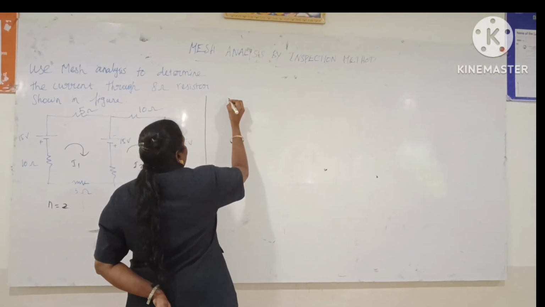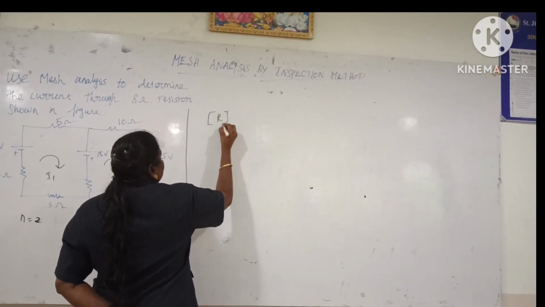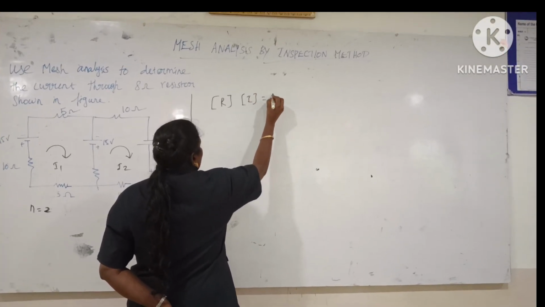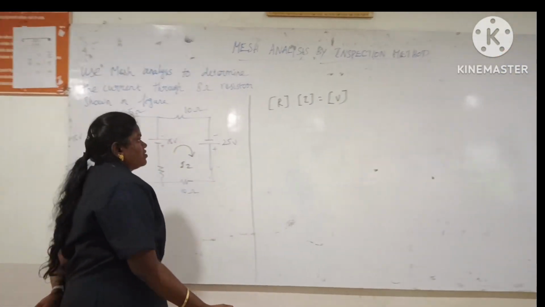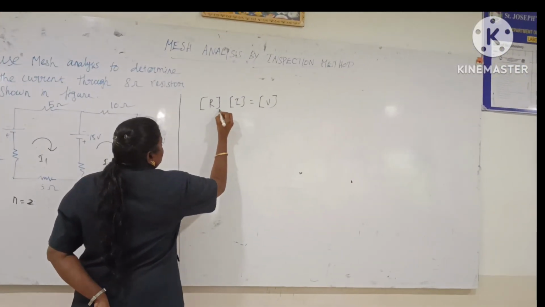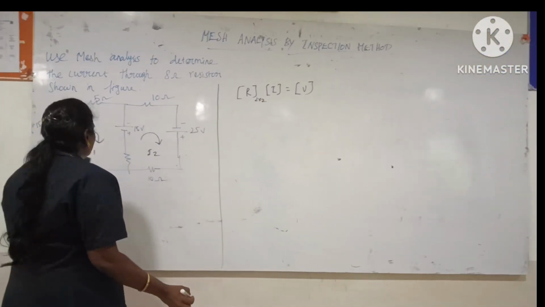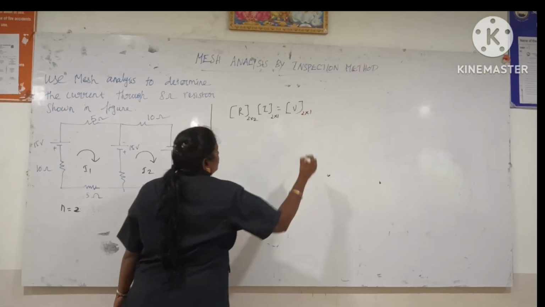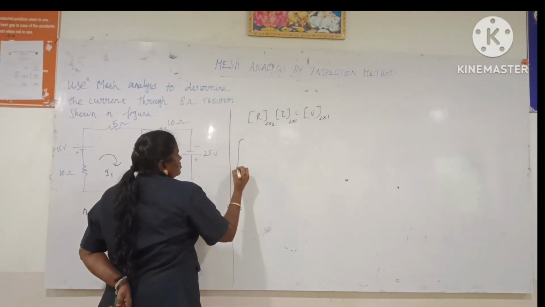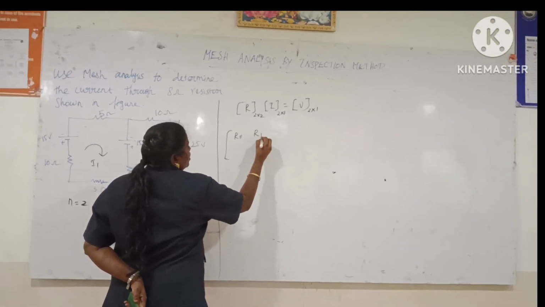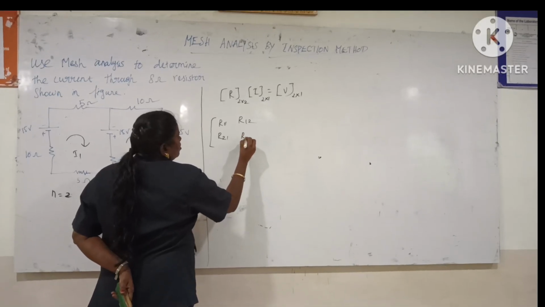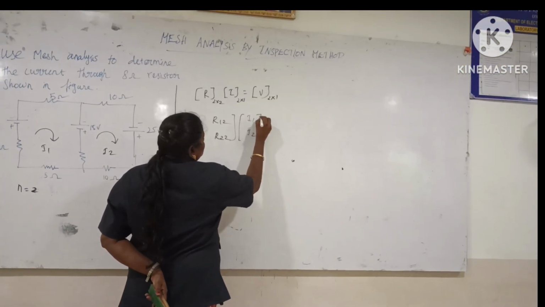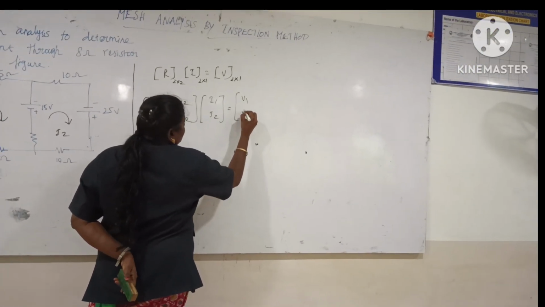So you have to find the current from the formula or matrix: V is equal to R times I. This is a 2 cross 2 matrix, for 2 loops, with 2 cross 1 current and 2 cross 1 voltage matrices. The resistance formula is R11, R12, R21, R22. Current matrix I1, I2. Voltage is V1 and V2.